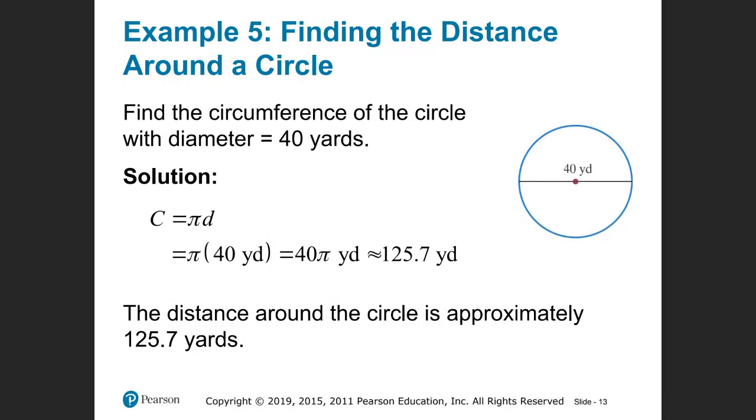So, example 5, we're finding the distance around a circle. Find the circumference, which is the distance around a circle, with diameter 40 yards. The formula is C, which stands for circumference, is equal to pi times d. D is the diameter. So substituting the 40 yards in for d, we end up with 40 pi yards. Pi is approximately 3.14. So multiplying 40 times 3.14, we get 125.7 yards. So the distance around this circle is approximately 125.7 yards.